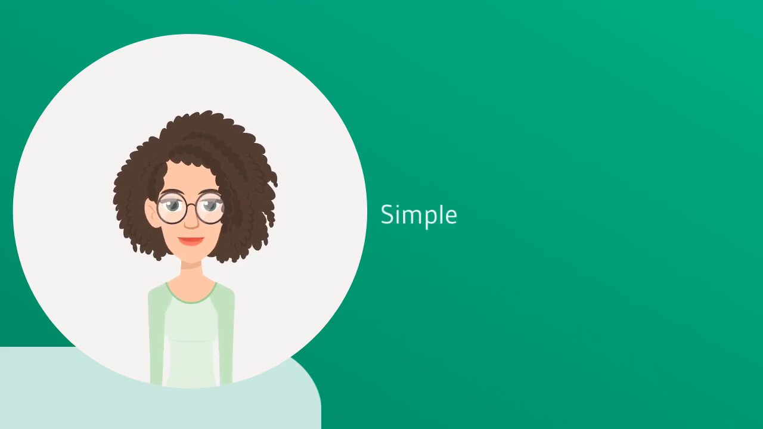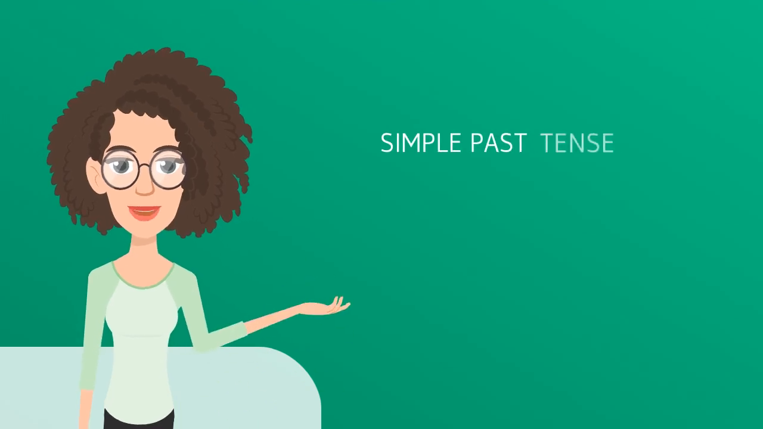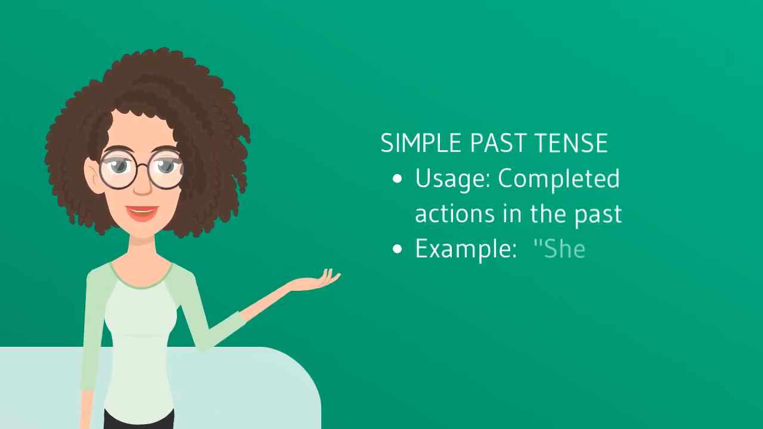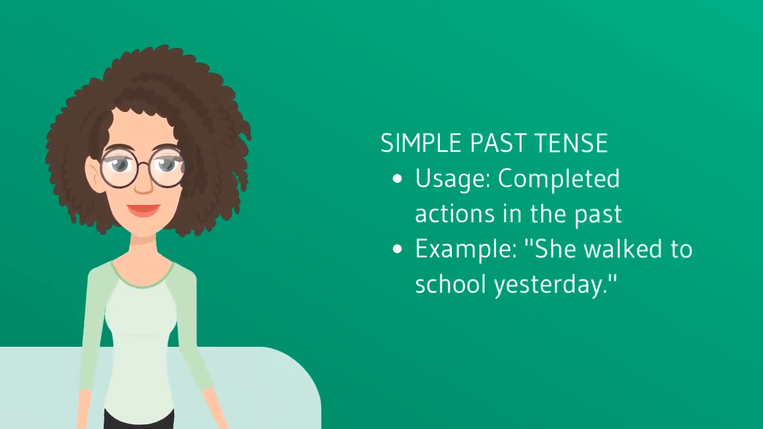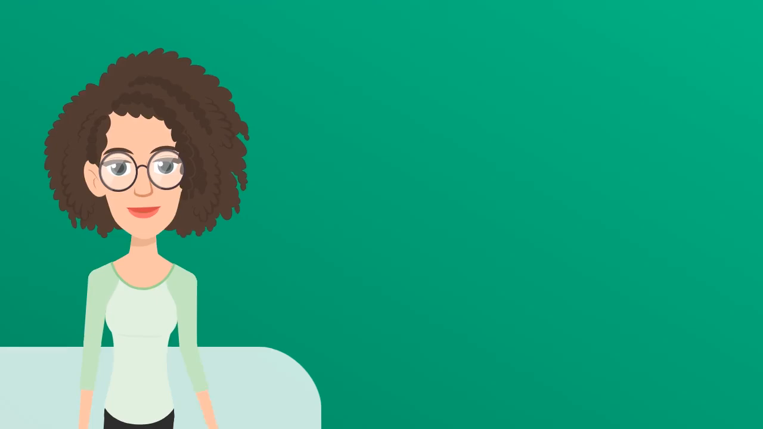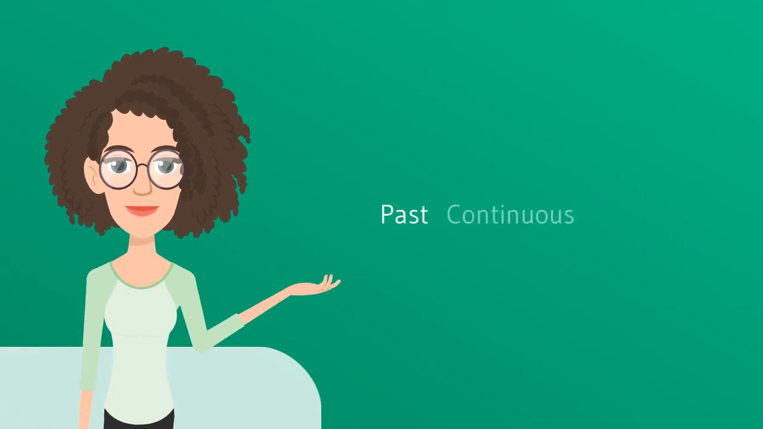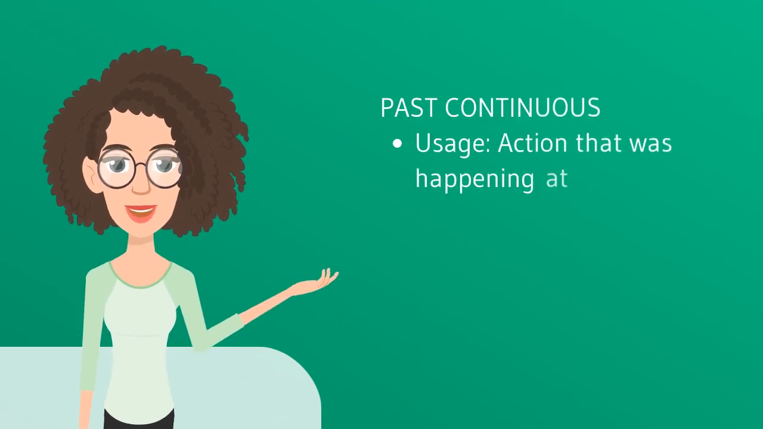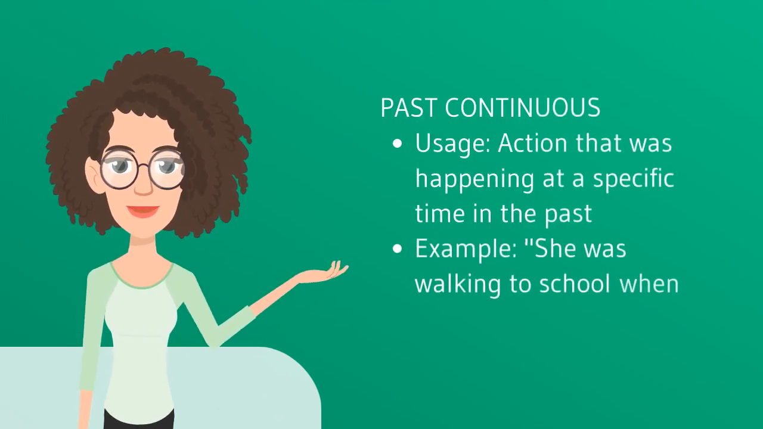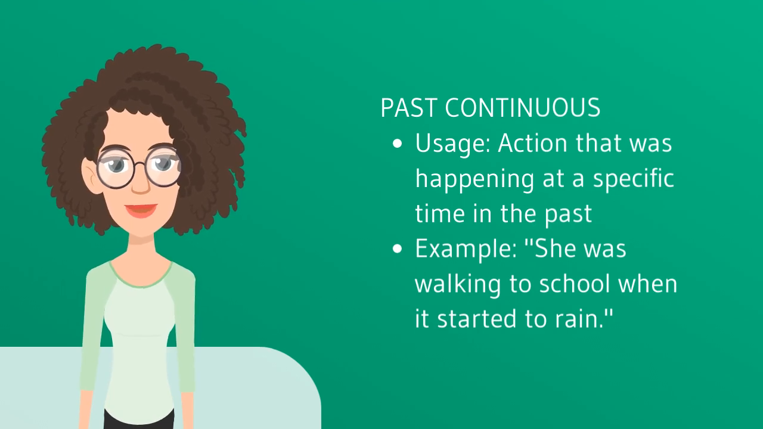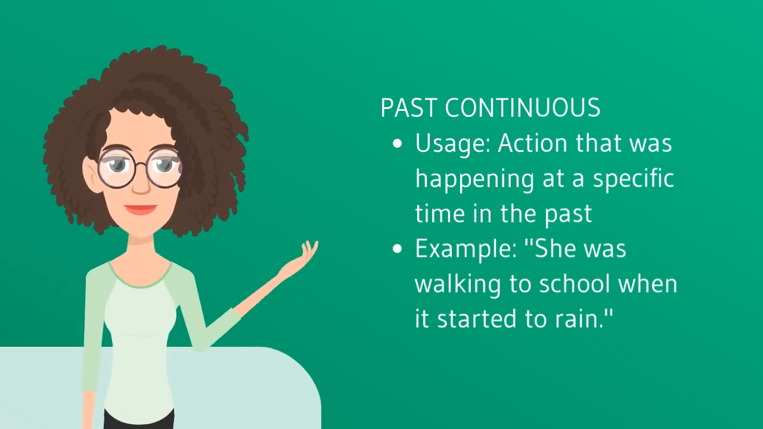Simple past. Usage: completed actions in the past. Example: she walked to school yesterday. Past continuous. Usage: action that was happening at a specific time in the past. Example: she was walking to school when it started to rain.